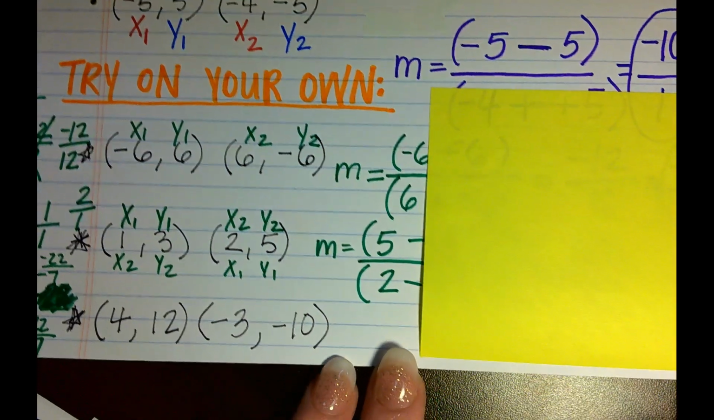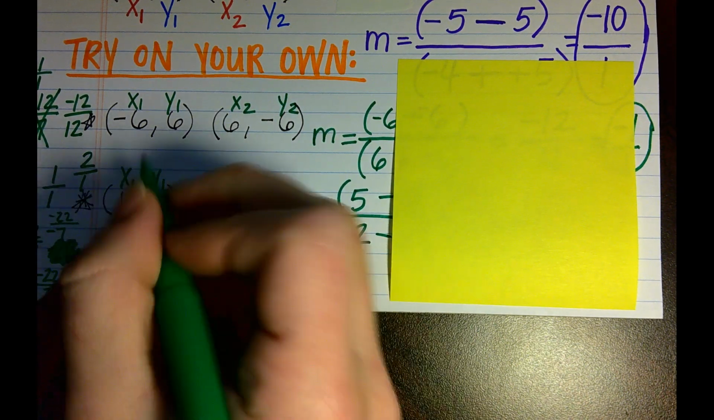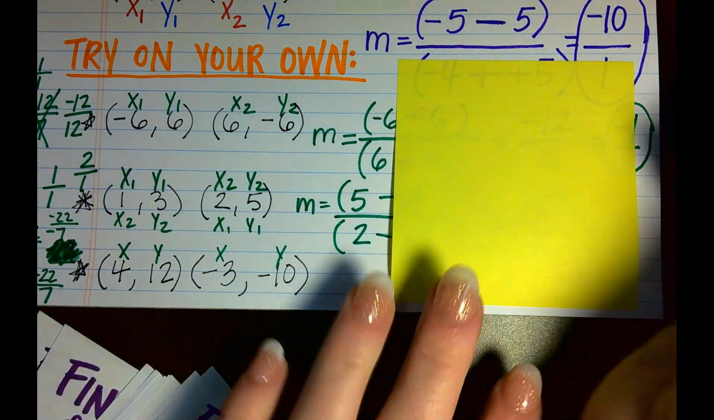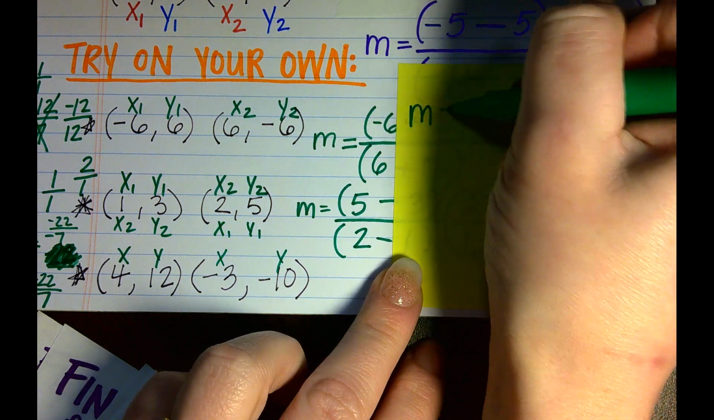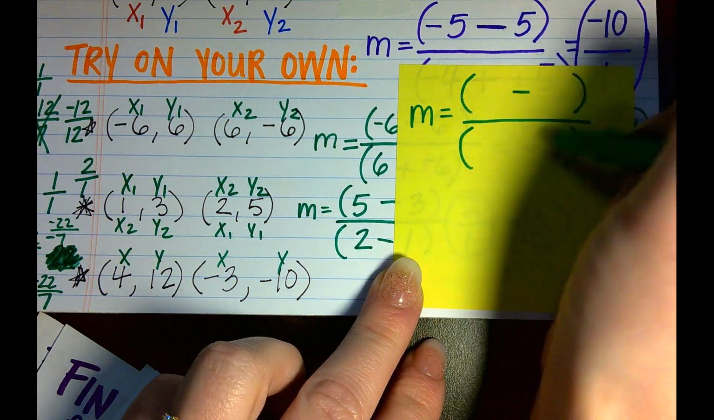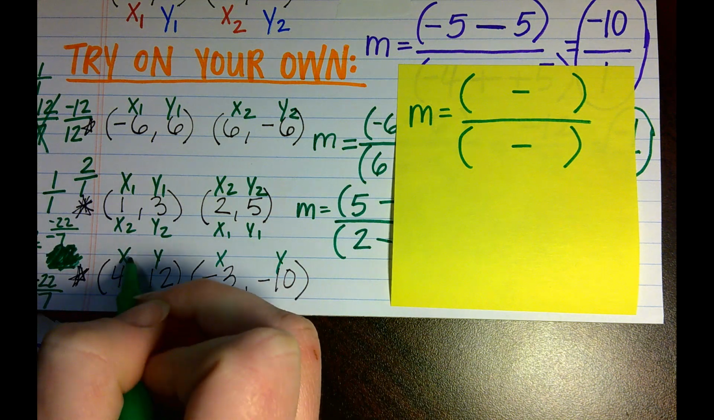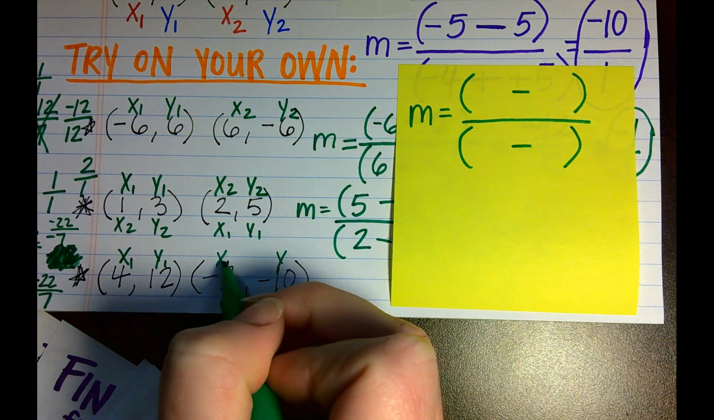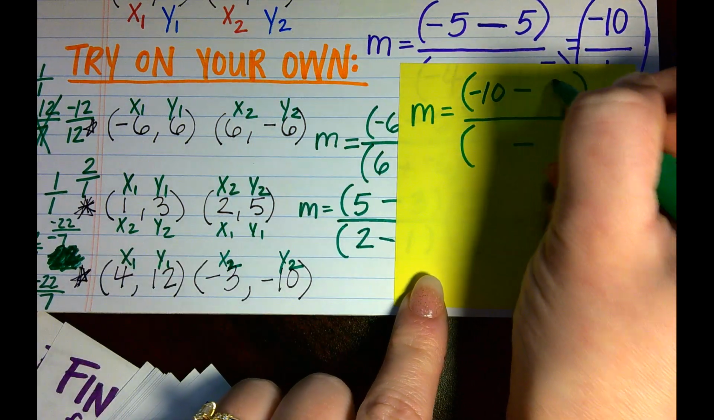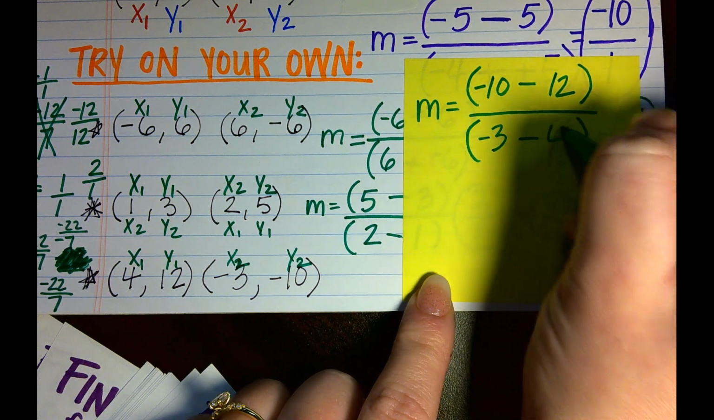Okay, so what should I do first? Looking at X and Y. Let's label our X's and Y's. Good, and we're going to plug them in. So X and Y. And I will just go ahead and write out M equals, and I'll give myself sets of empty parentheses with minus in the middle like this. Okay, so we're plugging in X and Y. Negative 10 minus 12, and then negative 3 minus 4. Perfect.